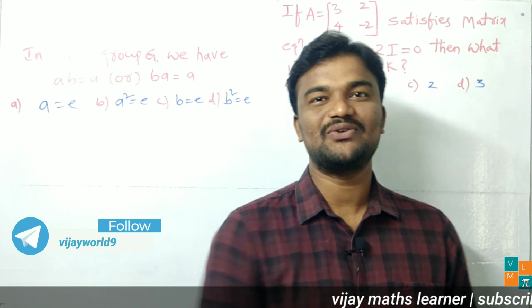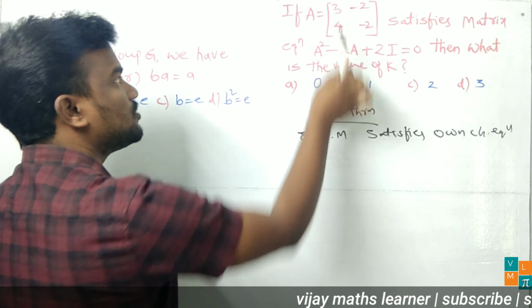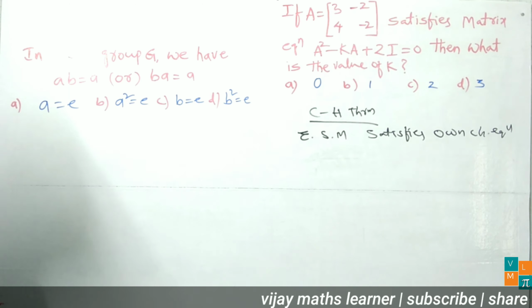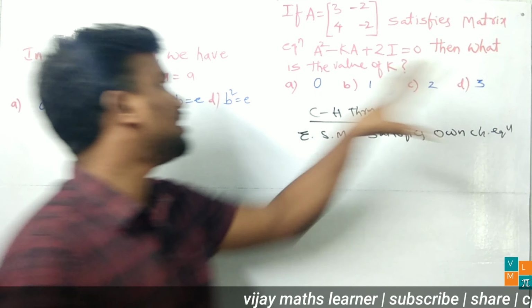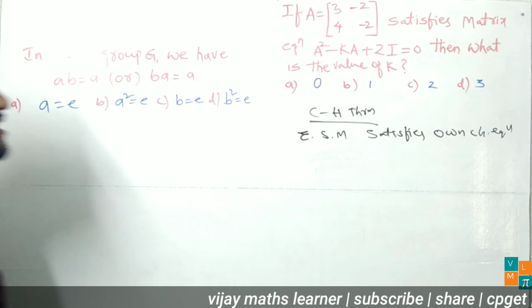Now let's have a look into the today's session. Now see the first problem. What is given? If matrix A equals to 3 minus 2, 4 minus 2, satisfy matrix equation A square minus KA plus 2I equal to 0, then what is the value of K?